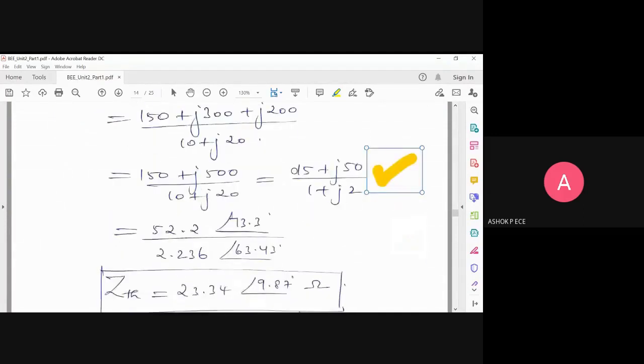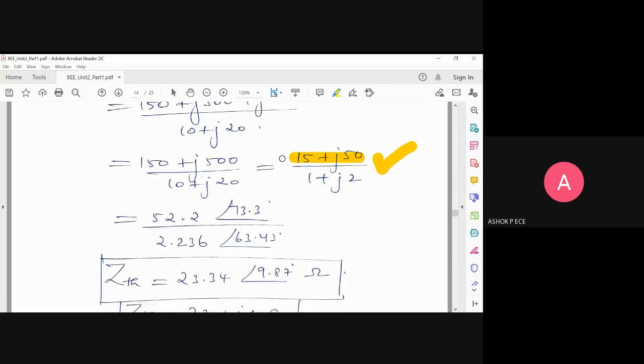Now see, find the magnitude of 15 plus j50. It is square root of 15 square plus 50 square, and the angle is tan inverse 50 by 15. Same as a plus ib, how will you find the modulus? Root of a square plus b square. The angle is tan inverse b by a. Same thing.